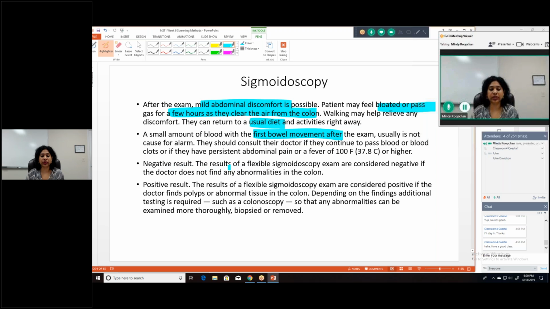Negative results, if this is a result of a flexible sigmoidoscopy exam, are considered negative if the doctor does not find any abnormalities in the colon. If it's positive, this means the doctor has found polyps or abnormal tissue. Depending on these findings, we now have to do further testing. So any abnormalities can be examined, thoroughly biopsied or removed, and we have to go further to find out what's going on.